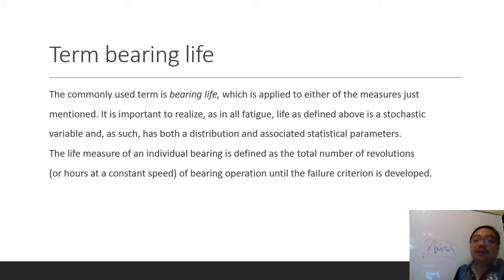But sometimes the speed is maintained, like your ceiling fan. There are only three speeds: low, medium, and high. Only three speeds, you already know. This is the term bearing life.